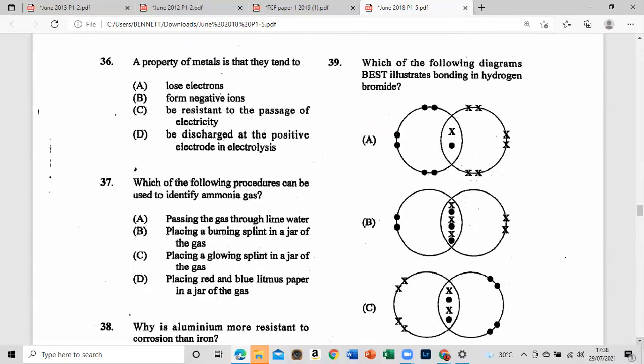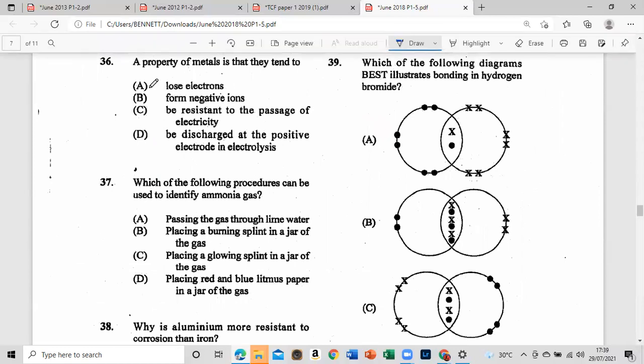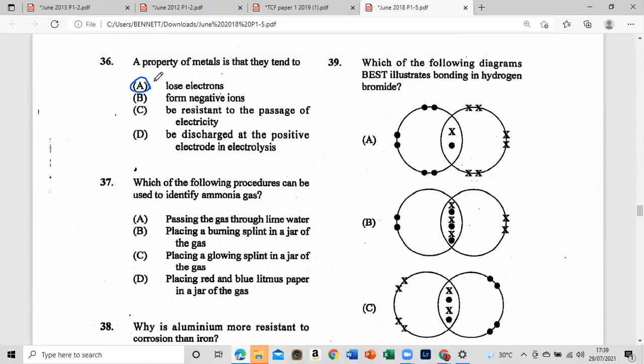36. A property of metals is that they tend to lose electrons. I'm not going to go further. Let's move on to 37.